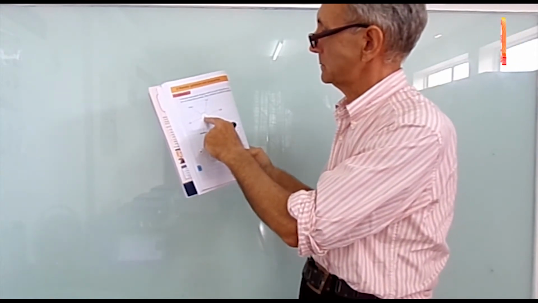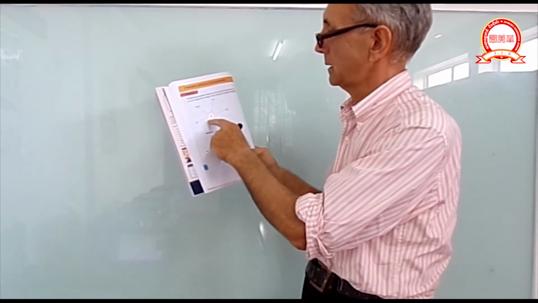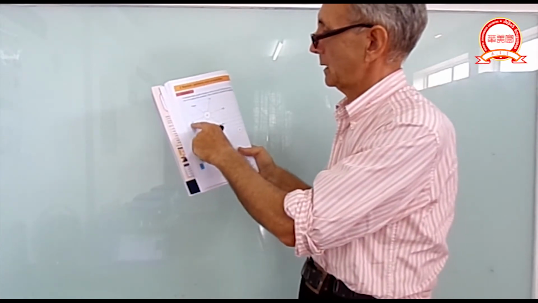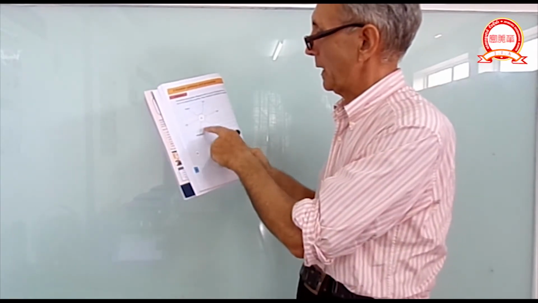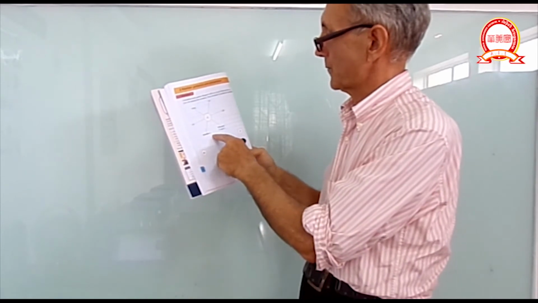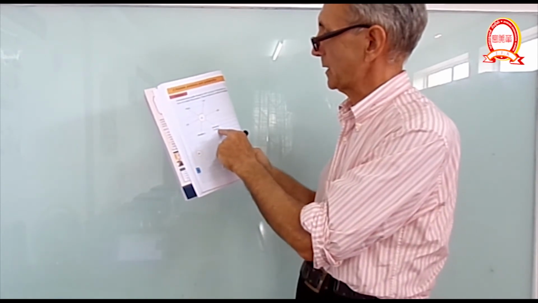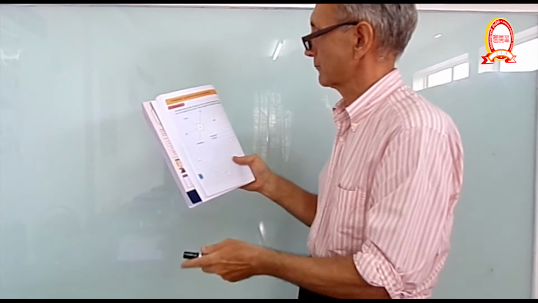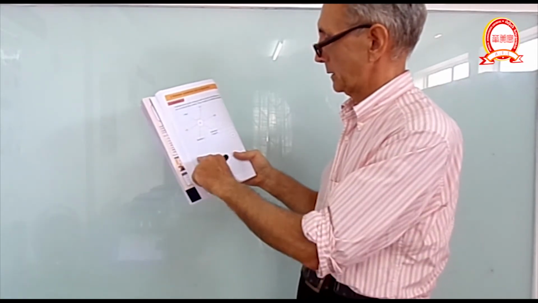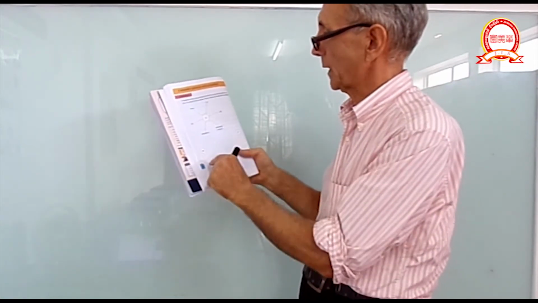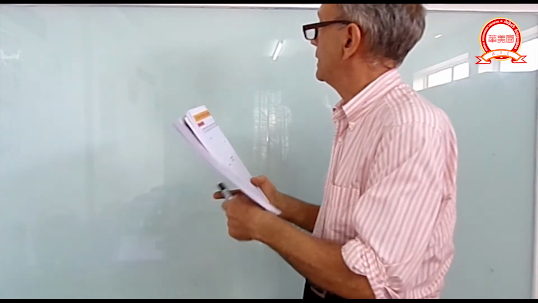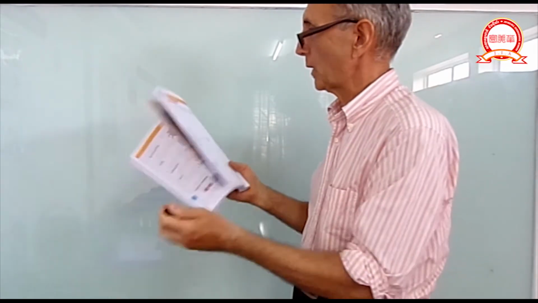8 is less than 10. 8 is double 4. 8 is between 7 and 8. So what you do is you, for these numbers, do the same thing. And then you do one yourself.